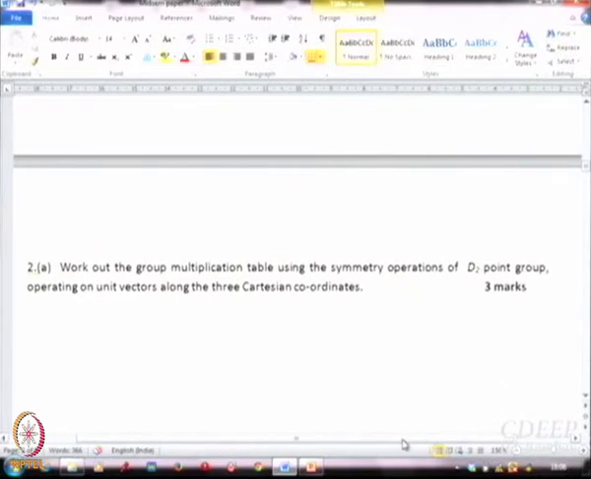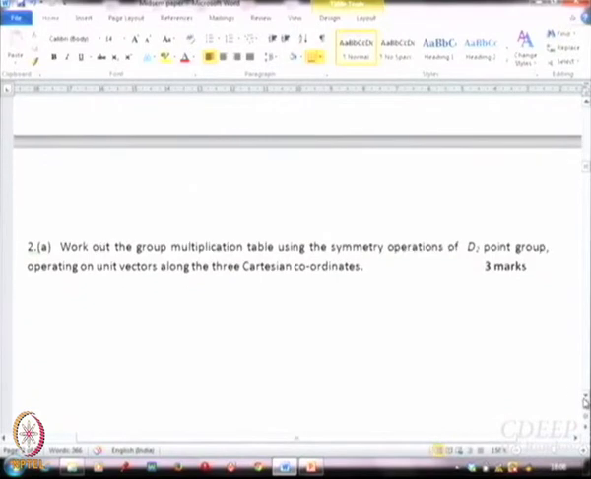This was easy. Work out the group multiplication table using the symmetry operations of the D2 point group operating on unit vectors along the 3 Cartesian coordinates. That was easy, I hope, right? I don't need to go through this, you can work this out. I actually broke up this question into 3 or 4 parts. Second part was the subgroups. Identify the subgroups present. How will you identify subgroups?